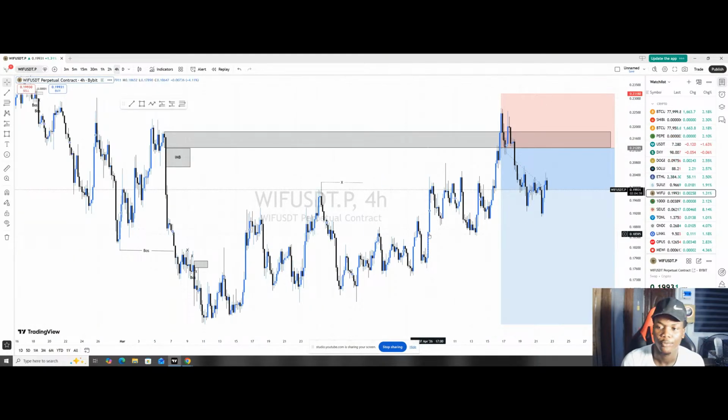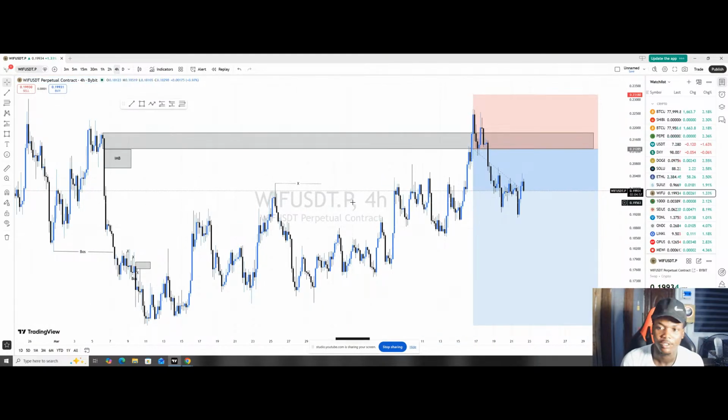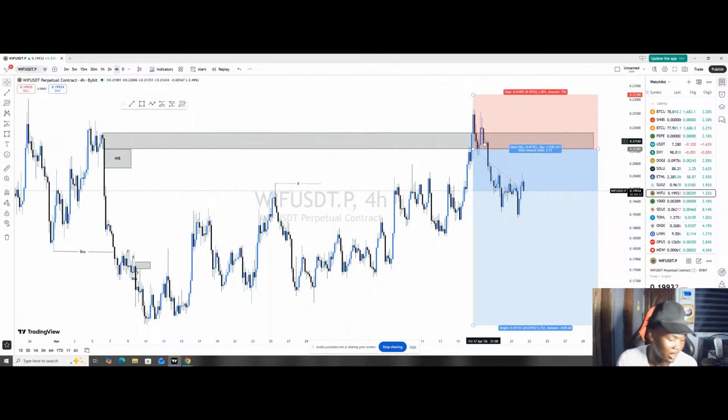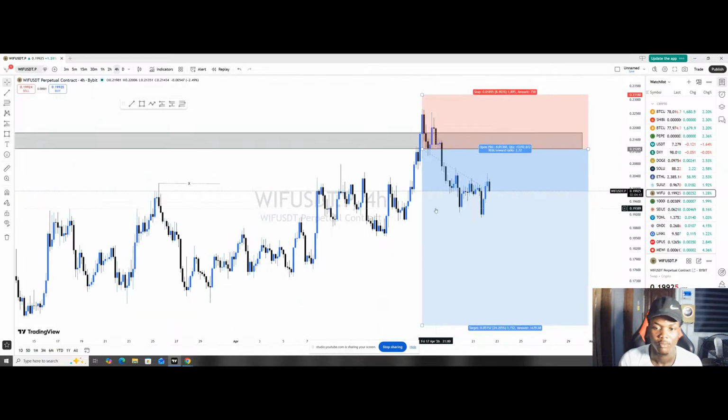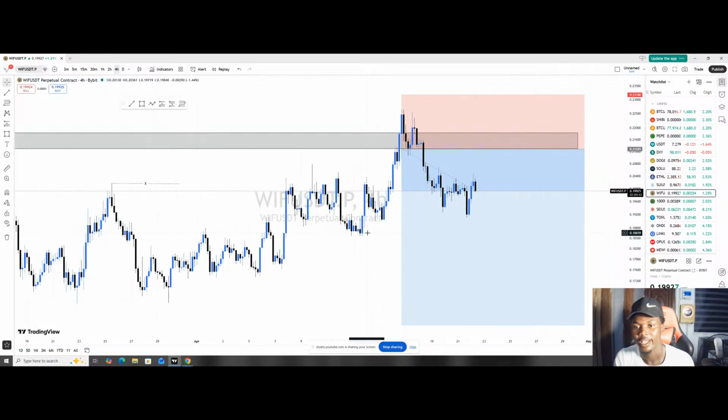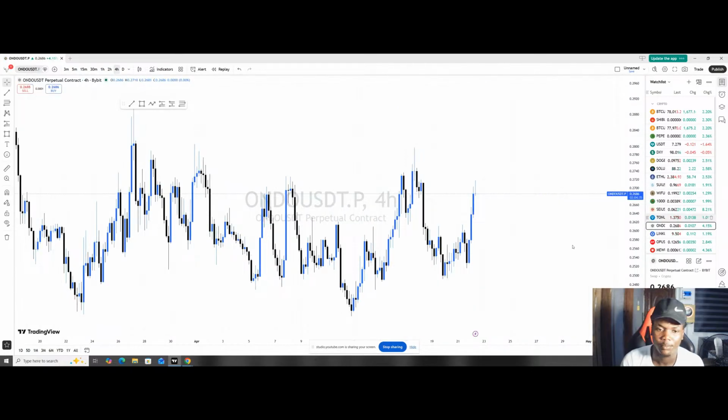So painful. I did not enter this trade because the trade actually tapped us in over the weekend, and I don't trade over the weekend, so we missed this trade already. But we could get something out of it before the week ends. So I'm not really seeing any setup. So let's just move to another setup.